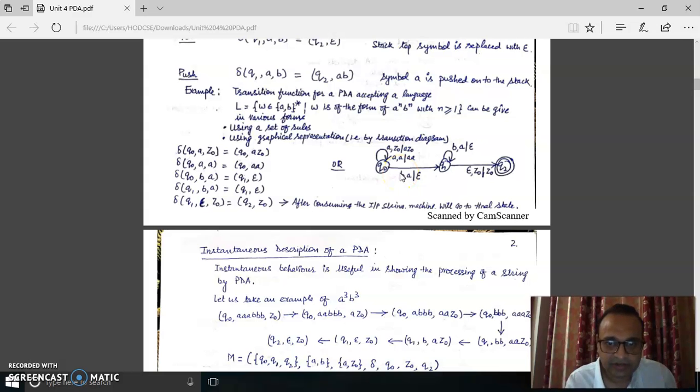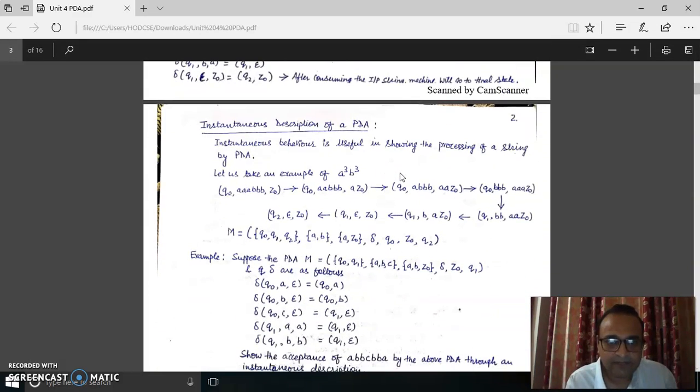Now let us run another thing, that is the instantaneous description of PDA. Now we are seeing this example and we will see how the instantaneous description works. Suppose the machine is on the Q0 state and we are working for the string AAABB, and the initial stack top symbol is the stack initial symbol, that is Z0.